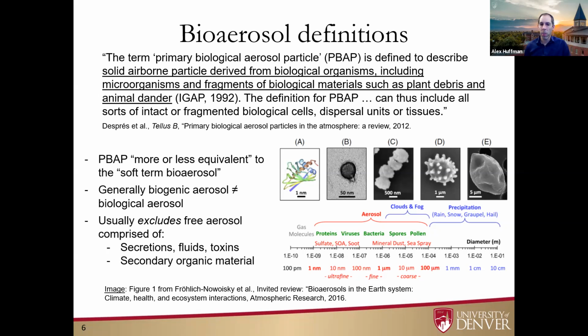Depending on your research perspective or your interest perspective, there's a term biogenic aerosol and biological aerosol. Biogenic aerosol simply means it comes from a biological source, but it doesn't necessarily have to be biological in nature itself. Biogenic could mean gases that come off of trees that then photochemically react and then condense into aerosols. So that we would usually consider to be biological, but biogenic.